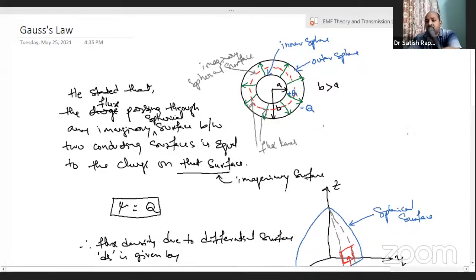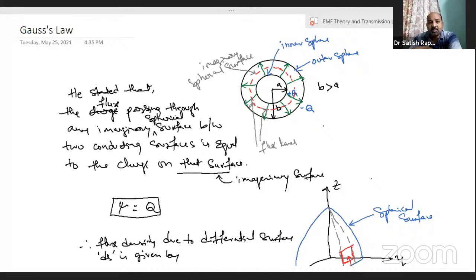In my last class, I discussed one very important topic, that is Gauss law. I have explained the statement of Gauss law very clearly. We can see the figure: inner sphere and outer sphere separated by dielectric material.